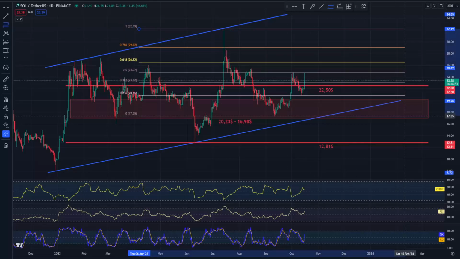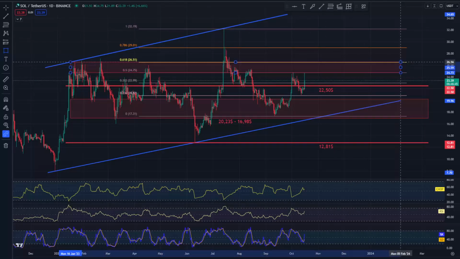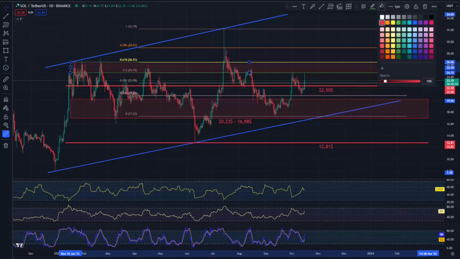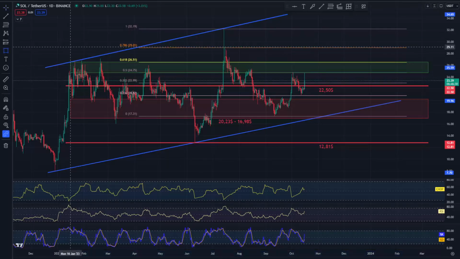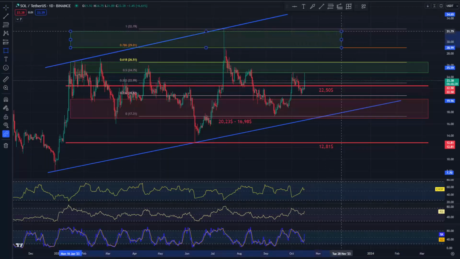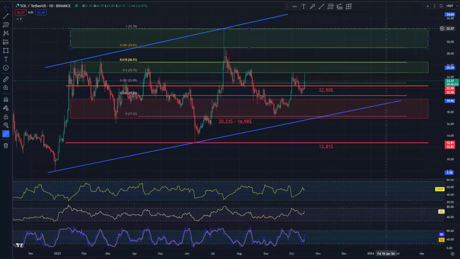Looking the other way, we can similarly determine the resistance areas that the price must face. And here we can see that currently the price has moved back into the resistance zone from $24.73 to $26.56. Only when we break out of it, we have a second zone from $28.99 to $32.19.